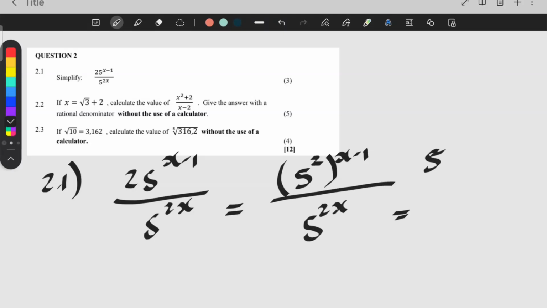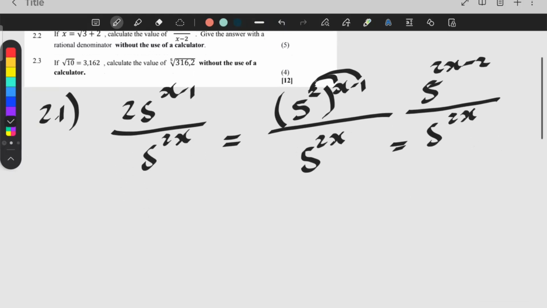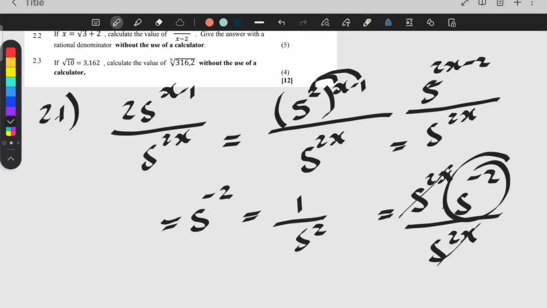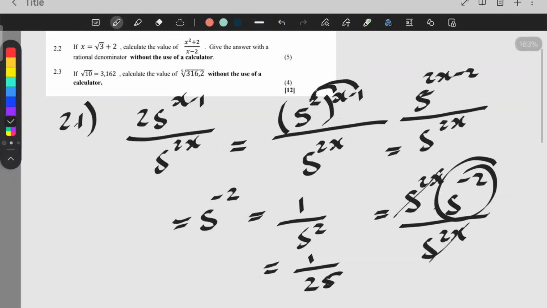Then I keep the 5 and then I say 2 times x is 2x. 2 times 1 is negative 2 over 5 to the 2x. Then you can break this one up. So that one will be 5 to the 2x times 5 to the negative 2 over 5 to the 2x. Then this and this will cancel and you are only left with 5 to the negative 2, which is 1 over 5 to the 2, which is 1 over 25.